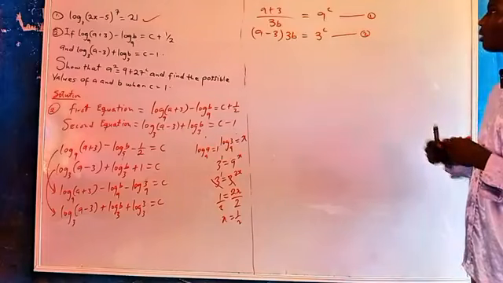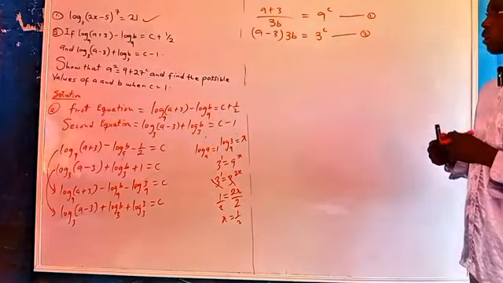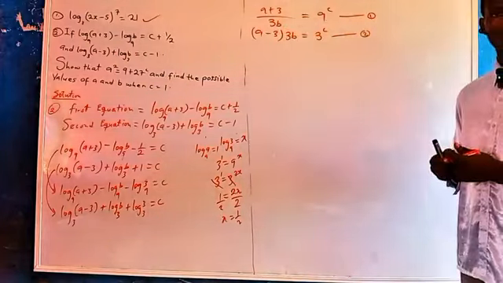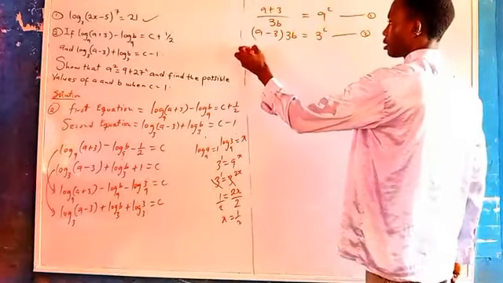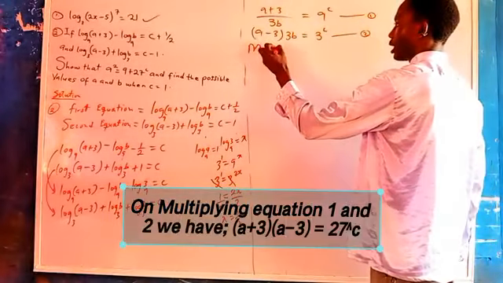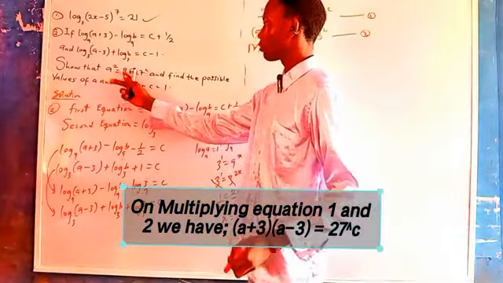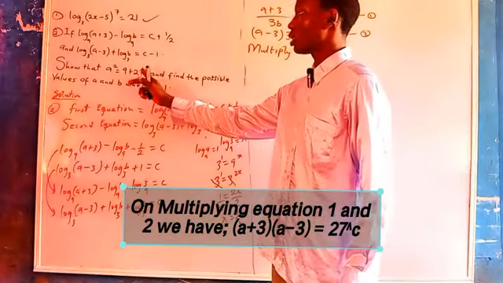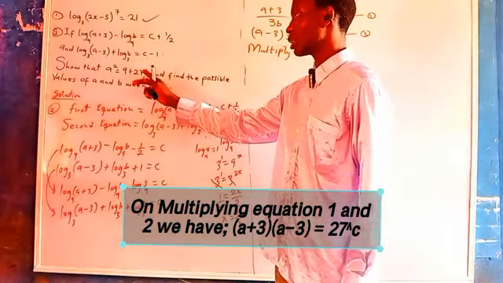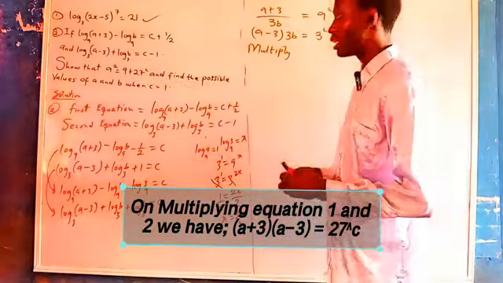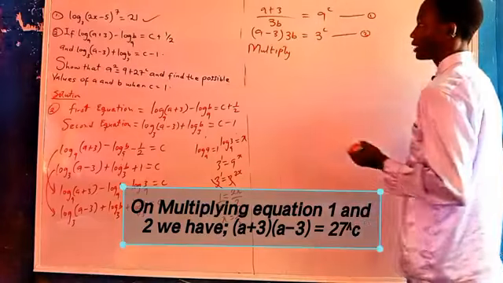Now I'm having this, so I can multiply equation 1 with equation 2. Don't forget, our aim is to show that a to the power of 2 equals 9 plus 27 to the power of c. That's our aim. After that, I'll find the possible values of a and b. So that's what I'm trying to achieve now.